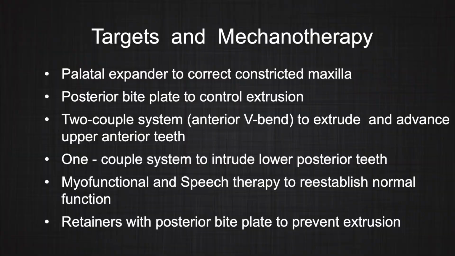To address the problem of this patient, we have a series of objectives to achieve. To address the transverse problem, we decided to use an expander. To make sure the vertical height is under control, we used a posterior bite plate. To address the extrusion and proclination of upper anterior teeth because the patient had open bite, we decided to adopt a two-couple system and anterior V-band. To address the height of the lower posterior teeth, we decided to apply a one-couple system.